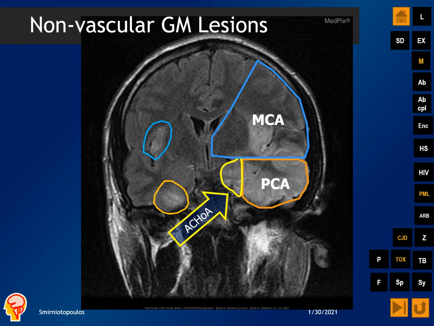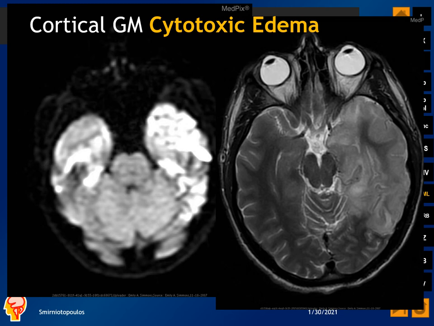Again, here we can have a cytotoxic edema, and this cytotoxic edema is demonstrated on both sides, but our eye is caught by the massive abnormality of the patient's left temporal lobe, and we fail to recognize that there is also abnormality involving the medial aspect of the temporal lobe on the patient's right side.